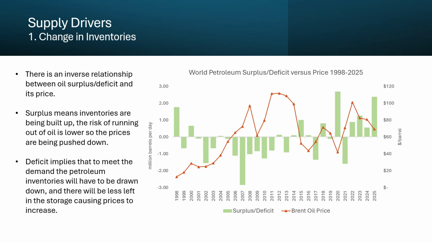So, if there is a surplus, it means inventories are being built up. The risk of running out of oil is lower, so the prices are being pushed down. The opposite happens when there is a deficit, meaning to meet the demand, the petroleum inventories will have to be drawn down, and there will be less left in storage, causing prices to increase. The chart on the right illustrates this inverse relationship between oil surplus, deficit, and its price.